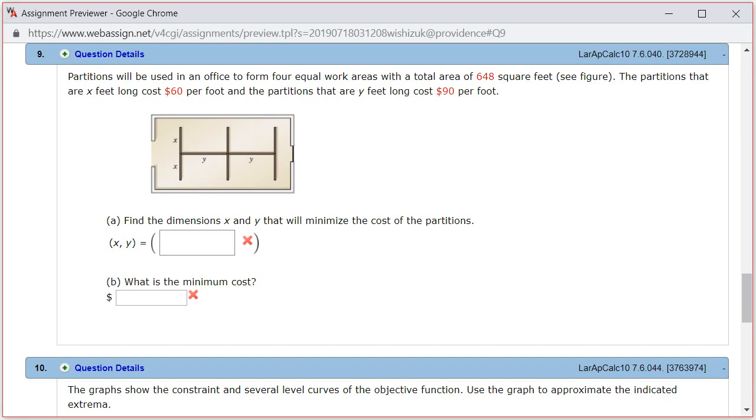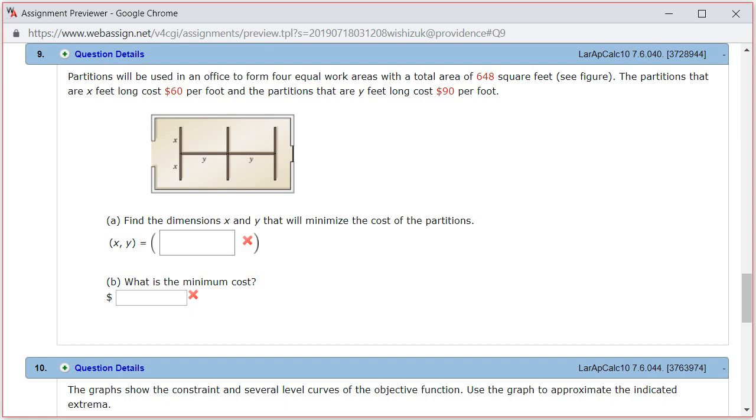All right, let's look at homework 7.6, problem number 9. It looks like we have partitions here, 2x, 2x, 2x, and then you have a y here. For the x's, it's a little bit cheaper, $60 per foot. And for y, I guess it's a thicker partition.